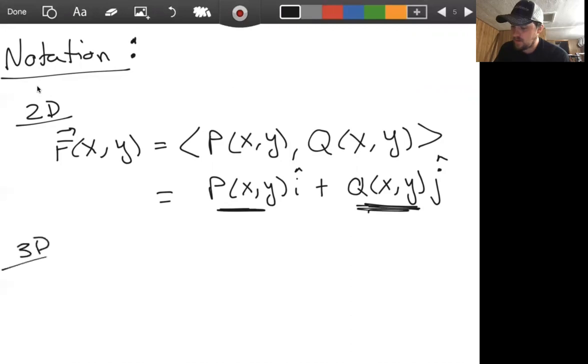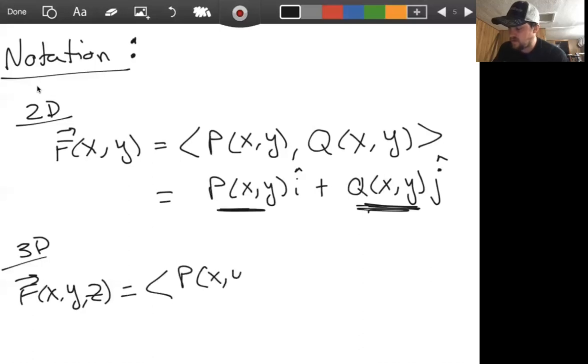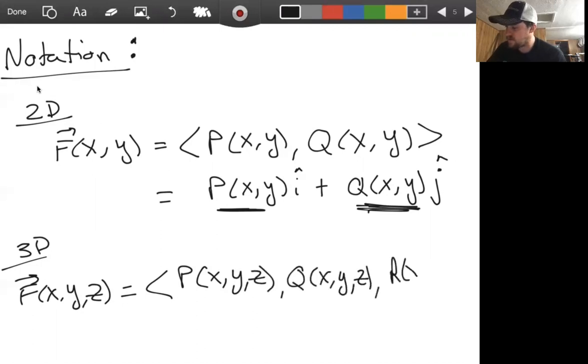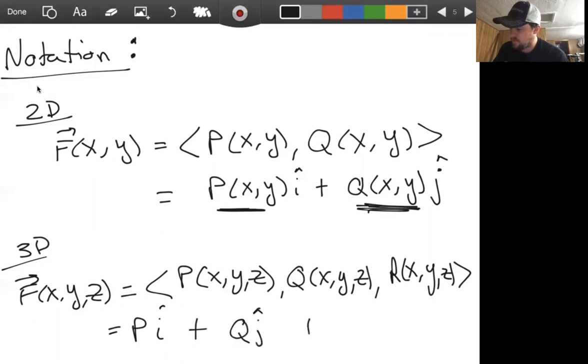And so in 3D, we have something very similar. We just have one more component to keep track of. So this would be p of xyz, q of xyz, and then in the z component, we have some function of 3 variables. We'll say r of xyz. And again, you could express this in shorthand as p i hat plus q j hat plus r k hat. But again, p, q, and r are all functions of 3 variables here.